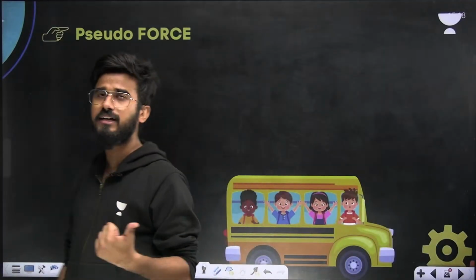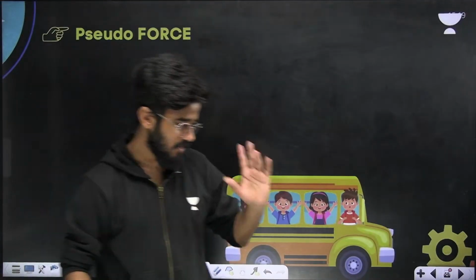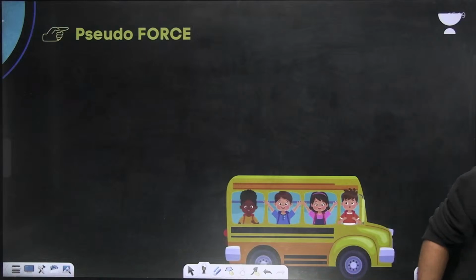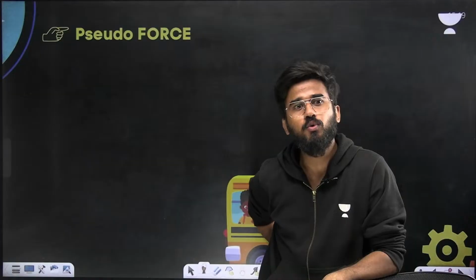Has anyone in the bus applied a force on you? Has anyone pulled you? No. It means there is a breakdown of Newton's laws of motion, Newton's first law. Why is there a breakdown? Just listen to me very carefully. If you are traveling in a bus, there is no one inside the bus who is pulling you or pushing you. But when the driver applies the brake, or on starting the bus, you just jerk like this.